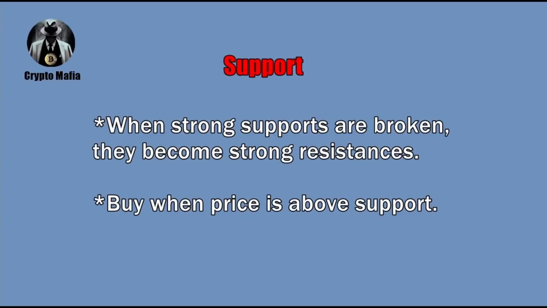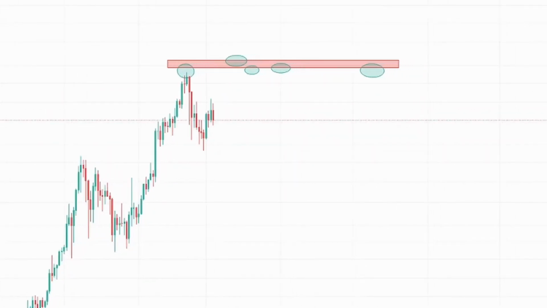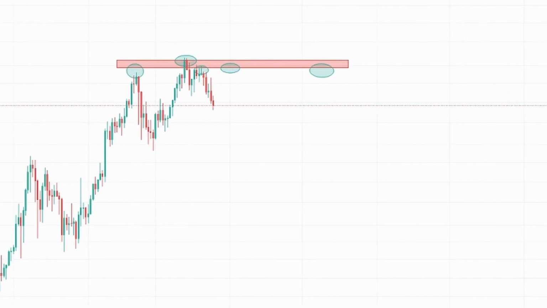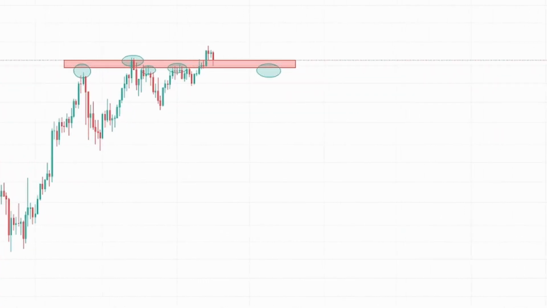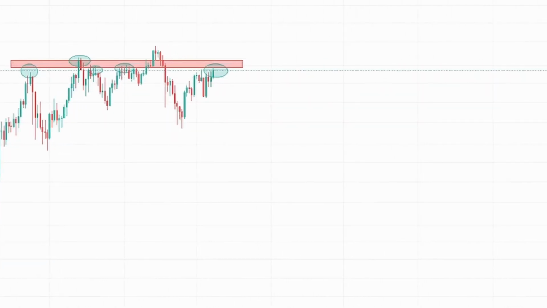Remember, when strong resistances are broken, they turn into strong supports, so make sure that the price stays above these support zones to invest. Resistance zones are areas where there are a lot of sellers. When the price comes to this region, there are sales, and therefore it receives a downward reaction.